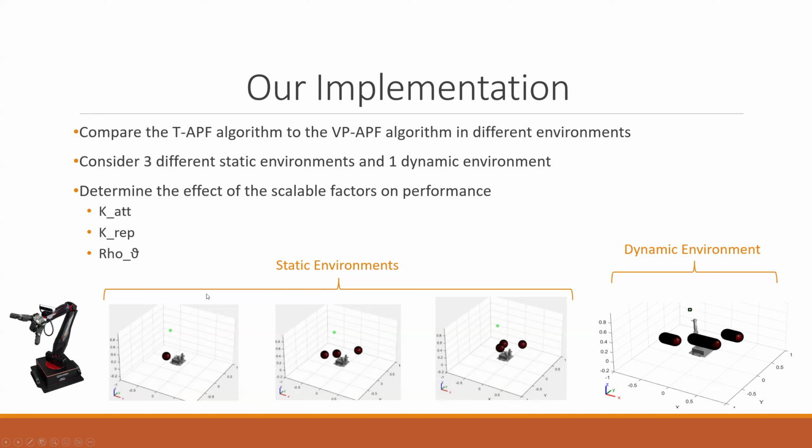And then the environments we simulate on are shown here. The first one is just a simple environment with 1 obstacle present, and it is not in the way of the end effector and the goal. The second environment has 3 obstacles present, with 1 of the obstacles in the way of the end effector and the goal. And the third environment has two obstacles present in the path of the end effector and the goal. We also simulate on a simple dynamic environment where the obstacles translate in one direction as a function of time.